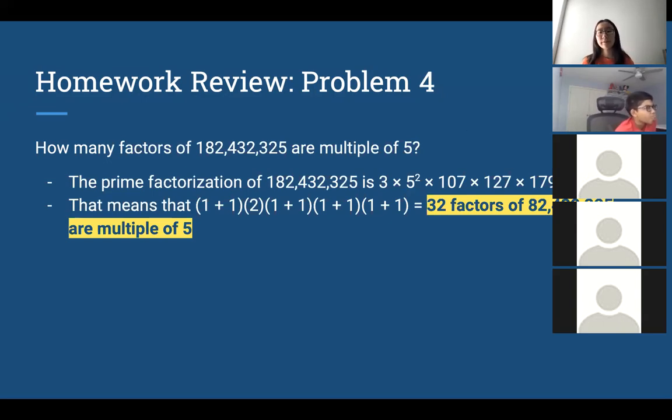But here we don't want to include 5 to the 0th power because that means there isn't a 5 in the factor, but we're looking for which ones do have 5. And that's why 5 is the only exponent that we don't add 1 to. So we just keep it at 2, like the original exponent it has in the prime factorization, while all the other exponents you have to add 1 to. And so that means once you multiply all of those, there are 32 factors of 82 million and so on that are a multiple of 5.